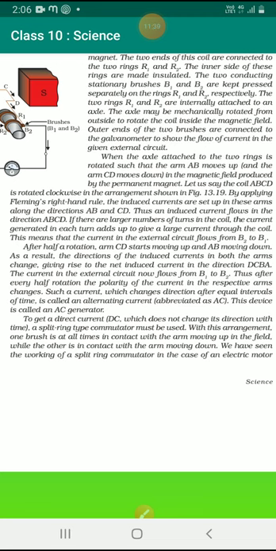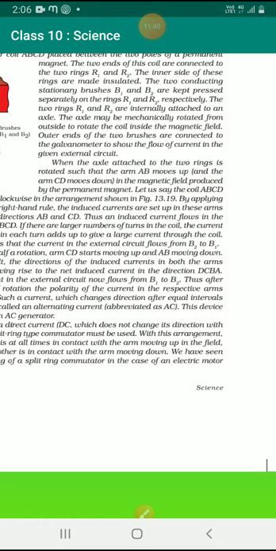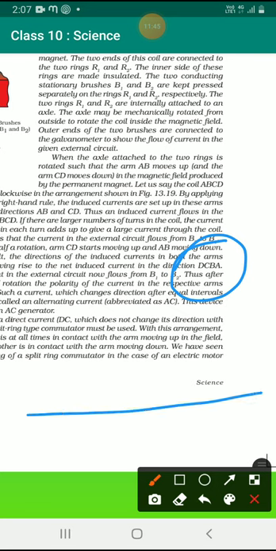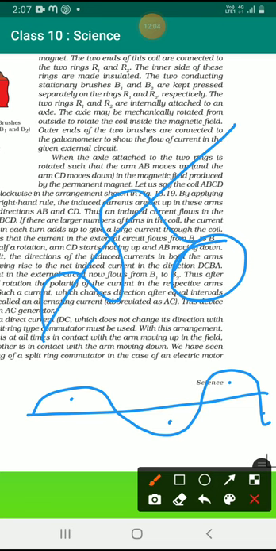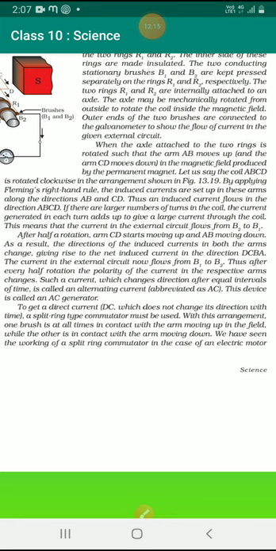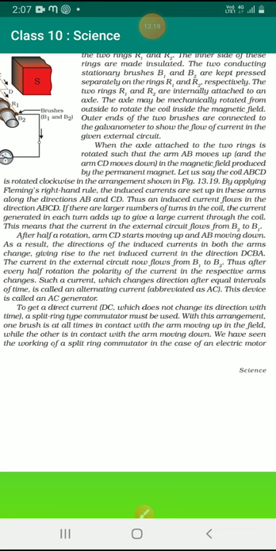After half rotation, arm CD starts moving up and AB moves down. As a result, the direction of the induced current is going to change. You can see here it is given, the current now moves in the direction of DCBA. So the graph is something like that. ABCD, next half rotation DCBA, ABCD, next half rotation DCBA. In this direction the current moves, and this current is going to be detected with the help of the galvanometer, right? It moves in the direction of DCBA, and the current in the external circuit now flows from B1 to B2.